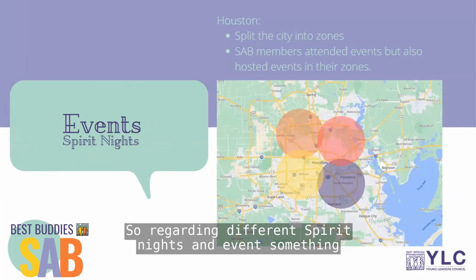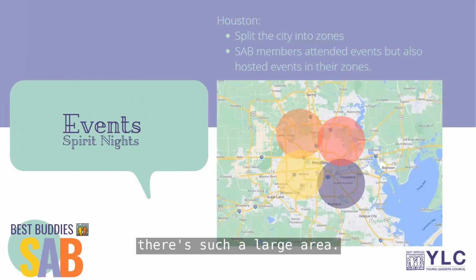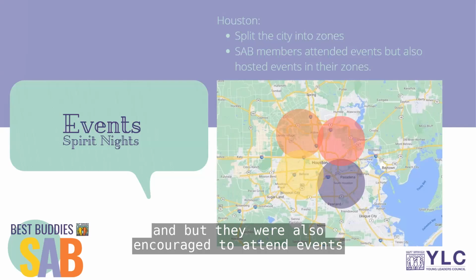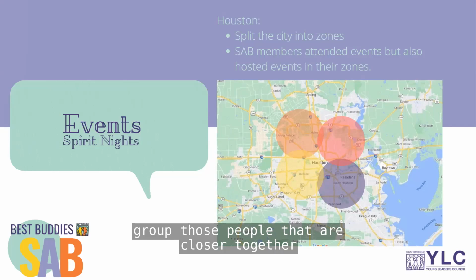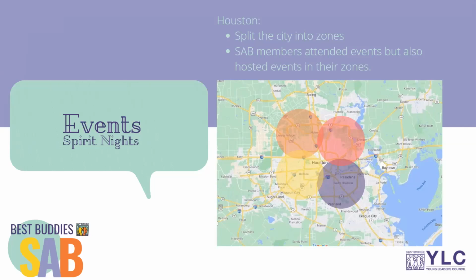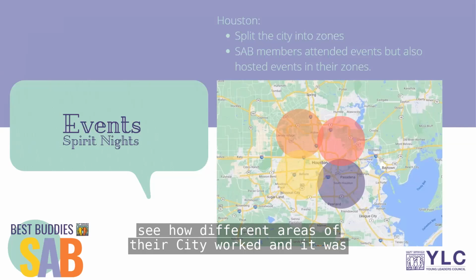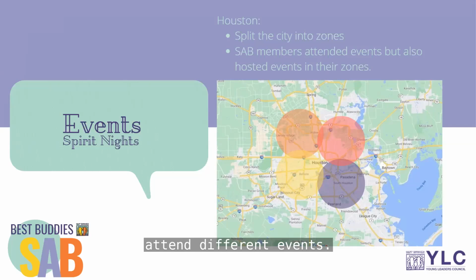Regarding different spirit nights and events, something that Houston did, which is super interesting because there's such a large area, is split their city into zones. SAB members in each zone hosted events in their zone, but they were also encouraged to attend events in other zones. It helped spread people out and group those who are closer together into a team, and they're able to host an event. And those people from other zones were able to go over there and see how different areas of their city worked. It was just a great way to make sure that everyone was able to attend different events.